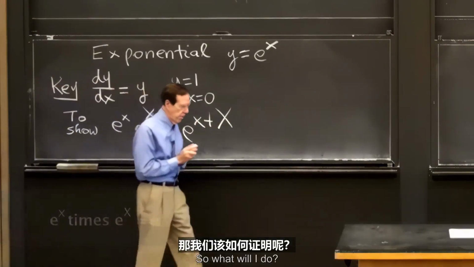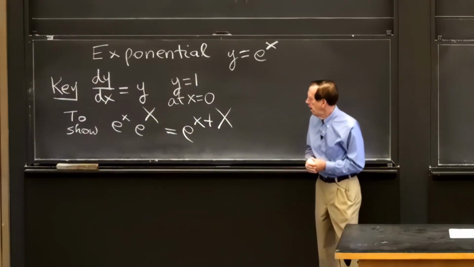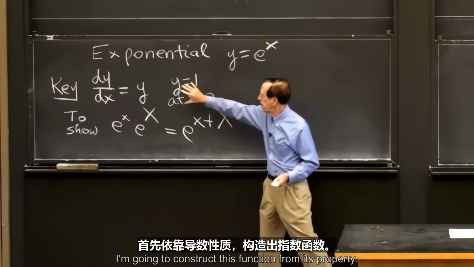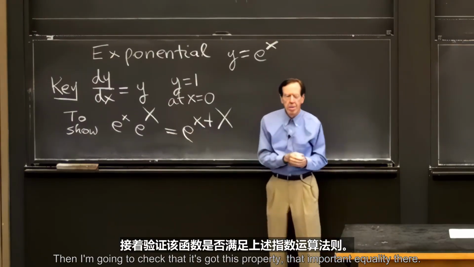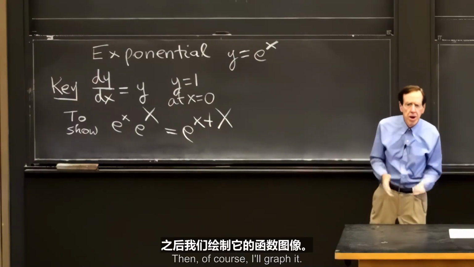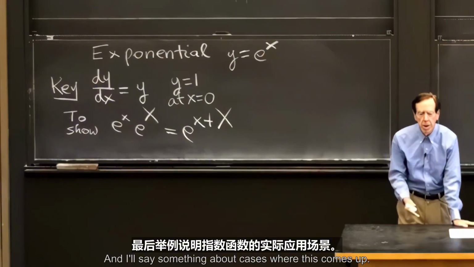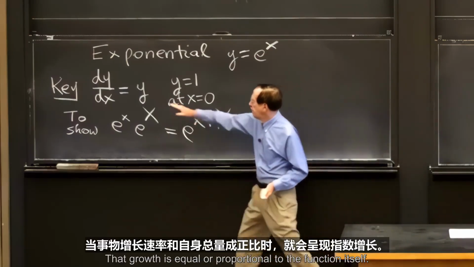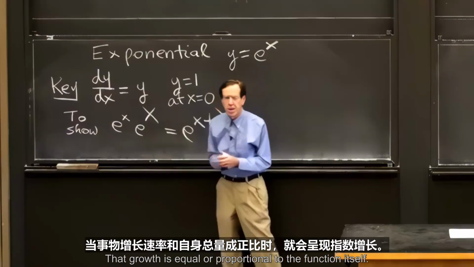So what will I do? Let me summarize in advance, outline in advance. I'm going to construct this function from its property. Then I'm going to check that it's got this property, that important equality there. Then, of course, I'll graph it, I'll figure out what e is, and I'll say something about cases where this comes up. Oh, I could even say something right away about where this happens, that growth is equal or proportional to the function itself.